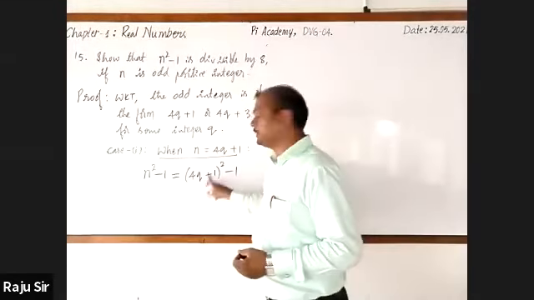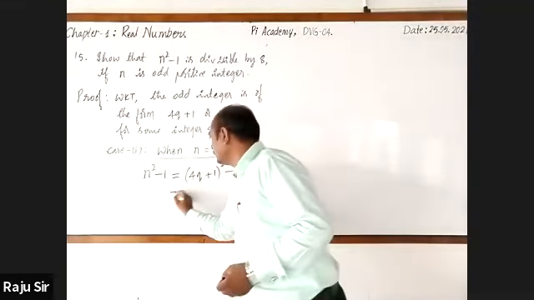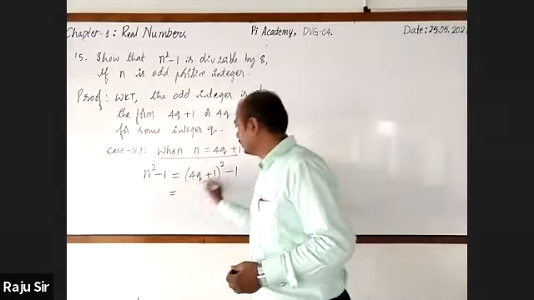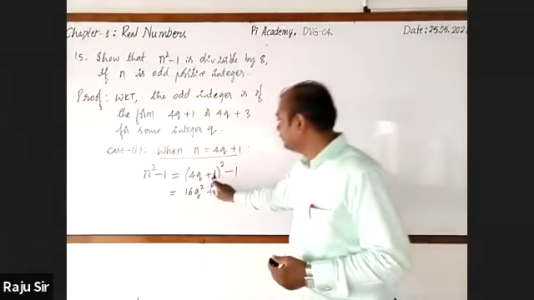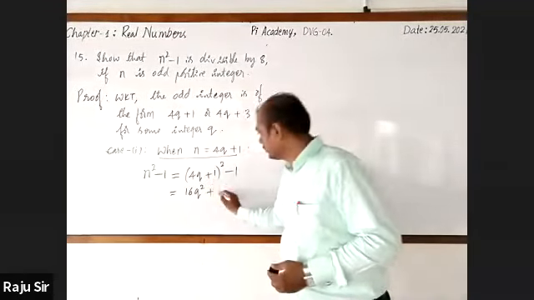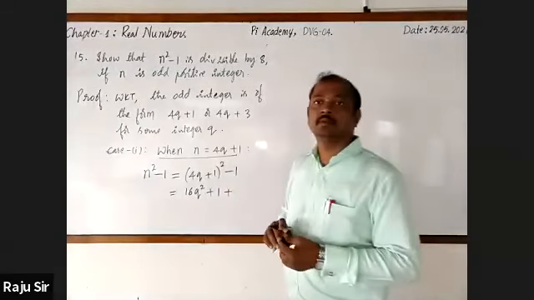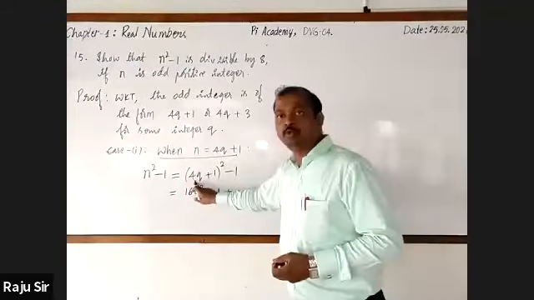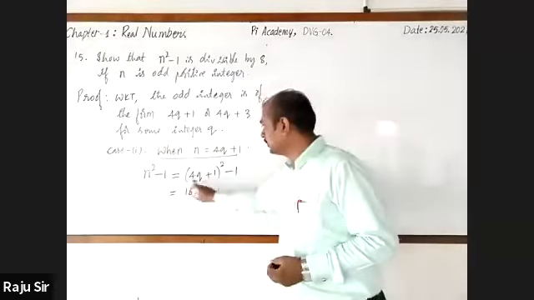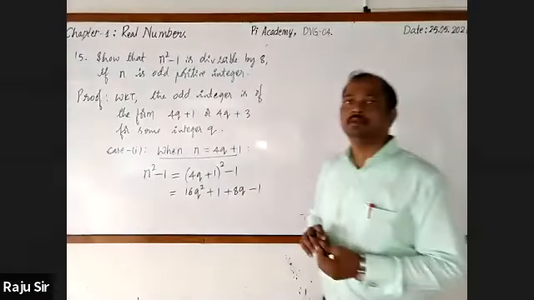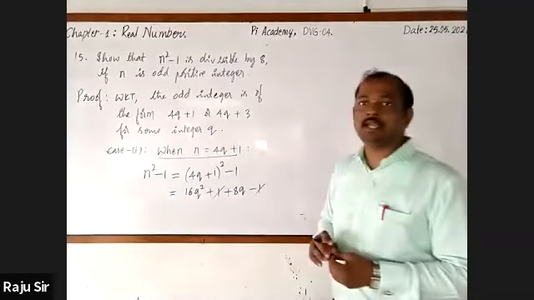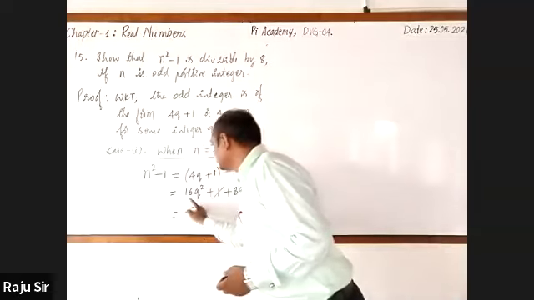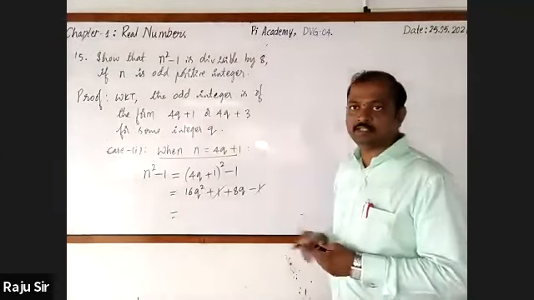It is of the form (a plus b) whole square, where a square is (4q) whole square, 16q square, plus b square, that is 1 square, which is 1, plus 2ab, 2 into 4q into 1, that is 8q. Now plus 1 minus 1 get cancelled. You will get 16q square plus 8q.